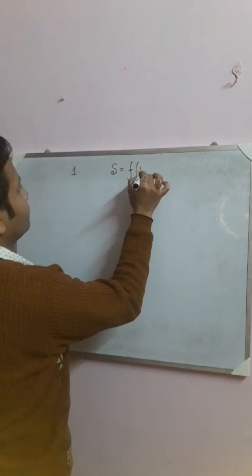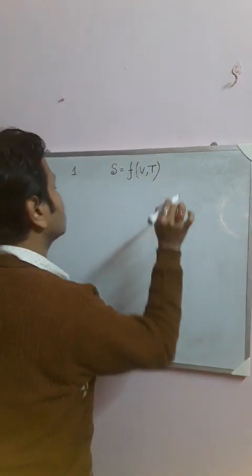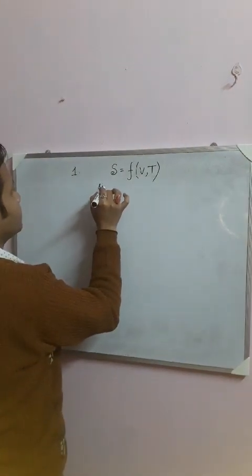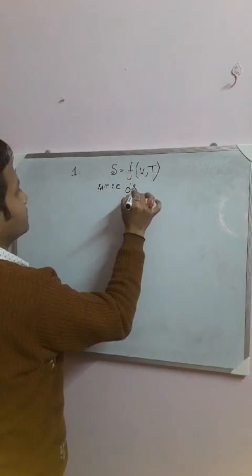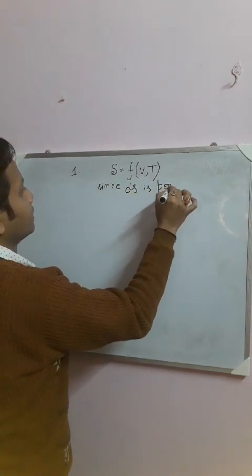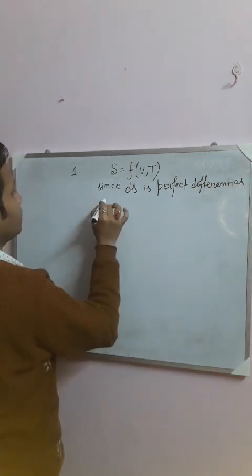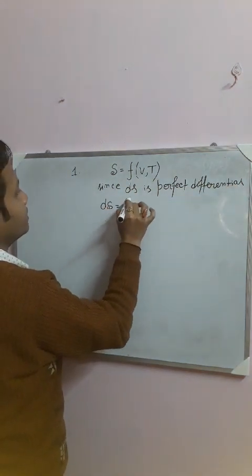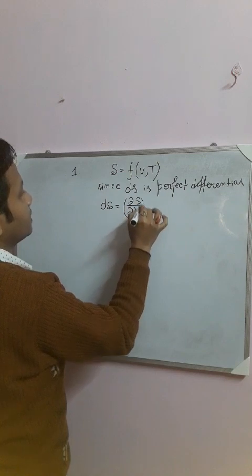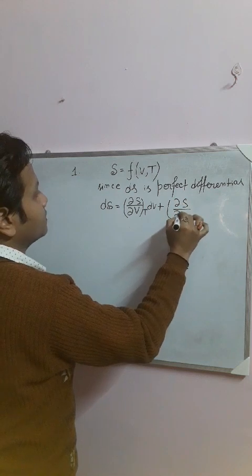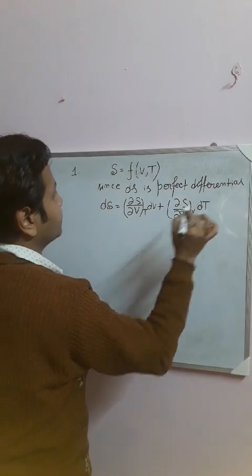assume entropy is a function of volume and temperature. Since dS is a perfect differential, what can we write? dS equals del S del V at constant temperature dV plus del S del T at constant volume dT.